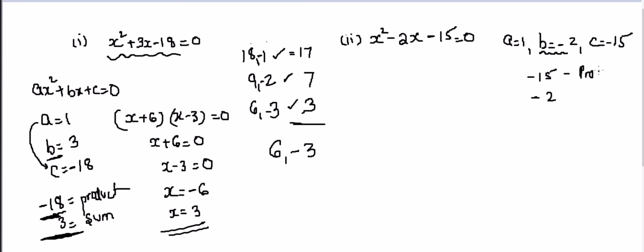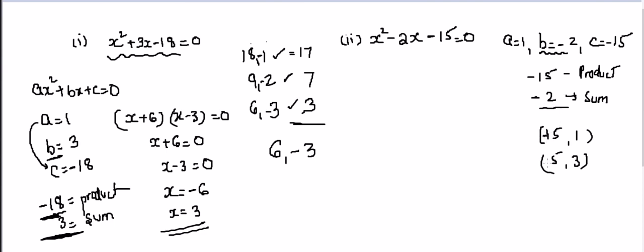So the product of two numbers should be minus 15 and the sum should be minus 2. We have to start with the factors of our product. So it's 15 and 1, 5 and 3. These are my factors. But our product is negative 15, which means one number should be negative. Which number will be negative is decided by the sum. The sum is minus 2, and the sum is negative, which means the larger number is negative.